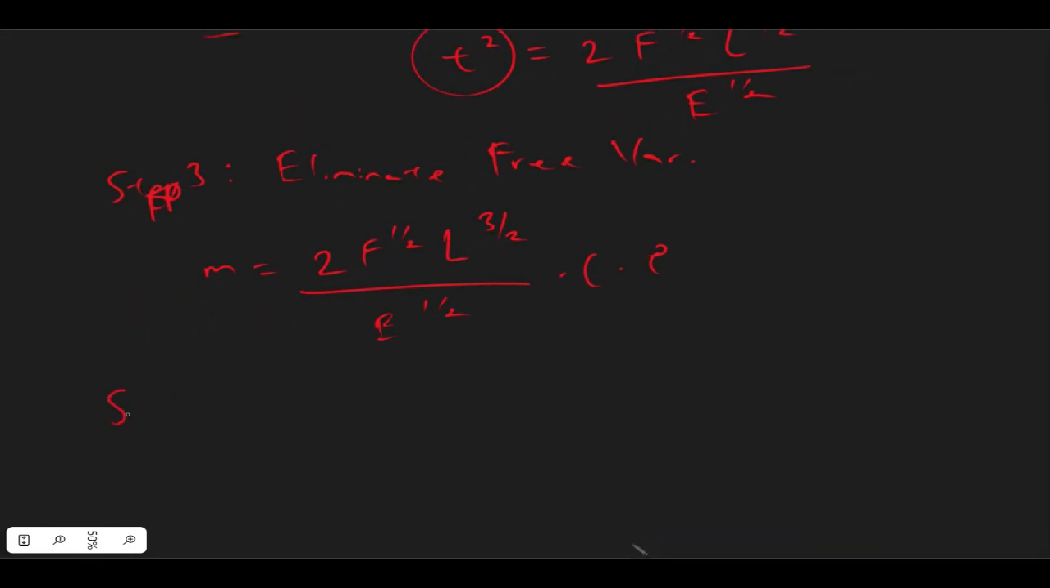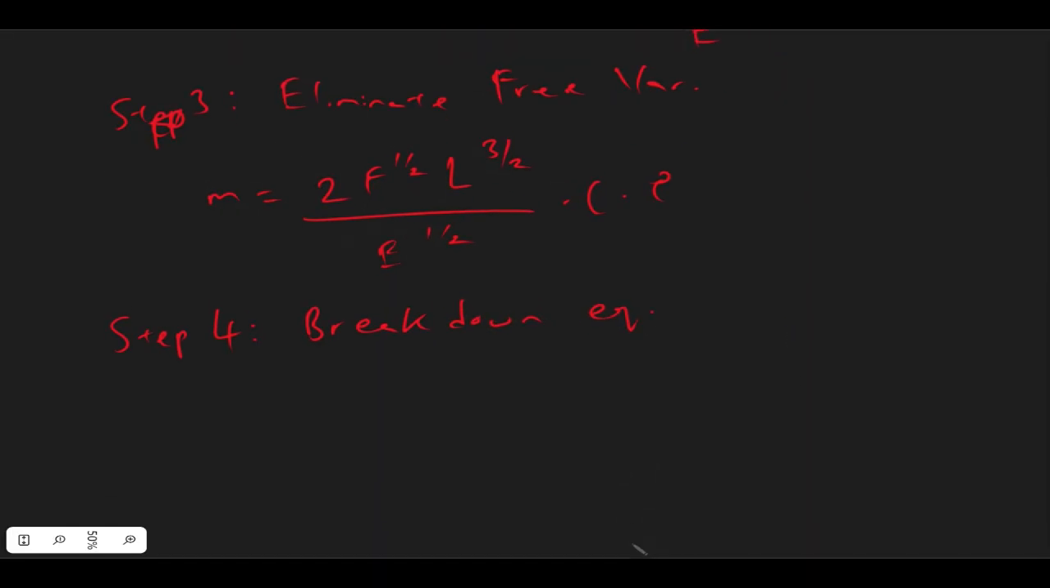So the next step is now what? We have to break down the equation. Step 4, break down the equation. So you're trying to break down this equation into functional constraints, geometric constraint, and material property. Which of these is a material property? First, let us write M equals to density is a material property and Young's modulus is a material property. Every other thing is not a material property.